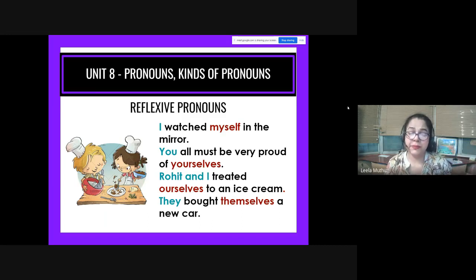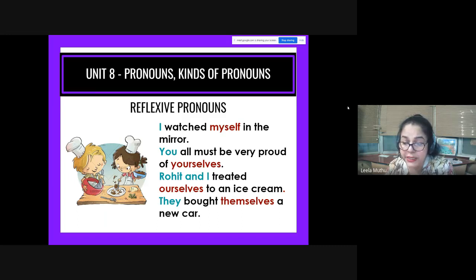We treated ourselves. Supposing I say Rohit and Ramya, then I'll say Rohit and Ramya treated themselves. Supposing I say Rohit, then I'll say Rohit treated himself. Supposing I say Shreya, Shreya treated herself. Shreya and Ramya treated themselves. Rohit and I treated ourselves. So we are doing the action to ourselves, to an ice cream.